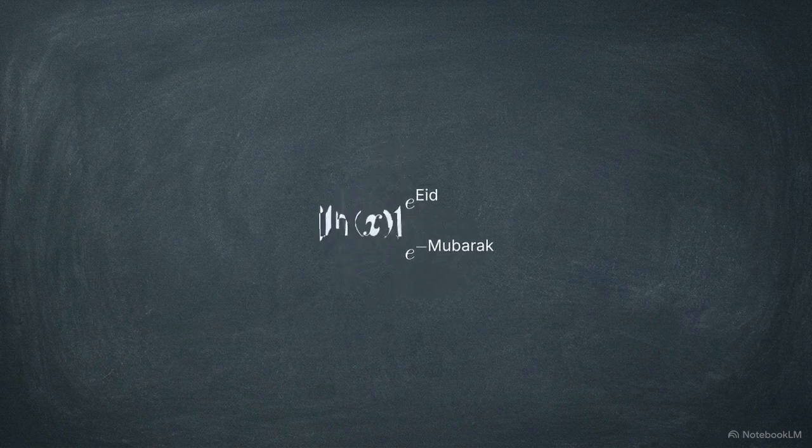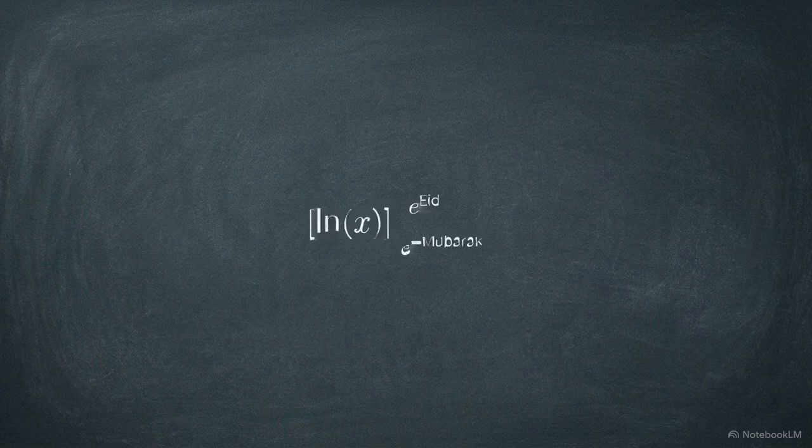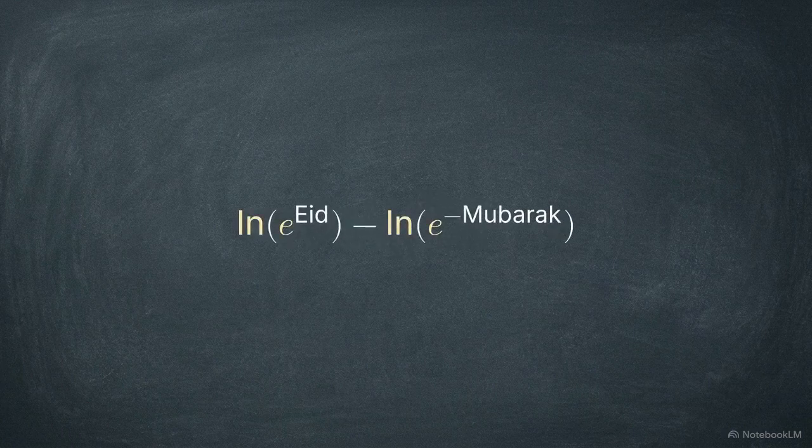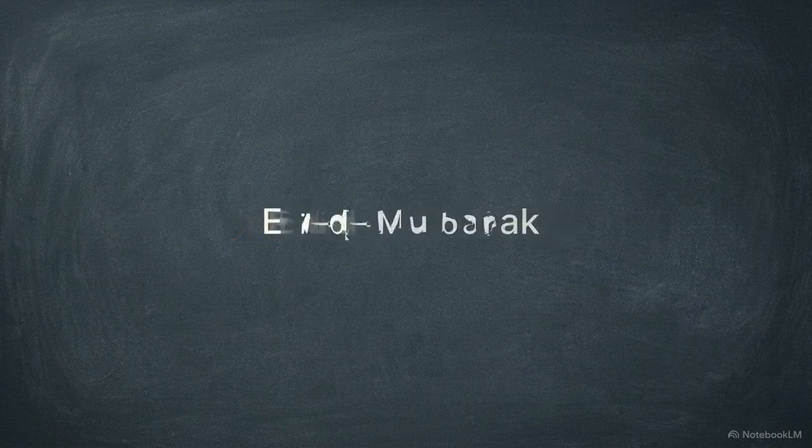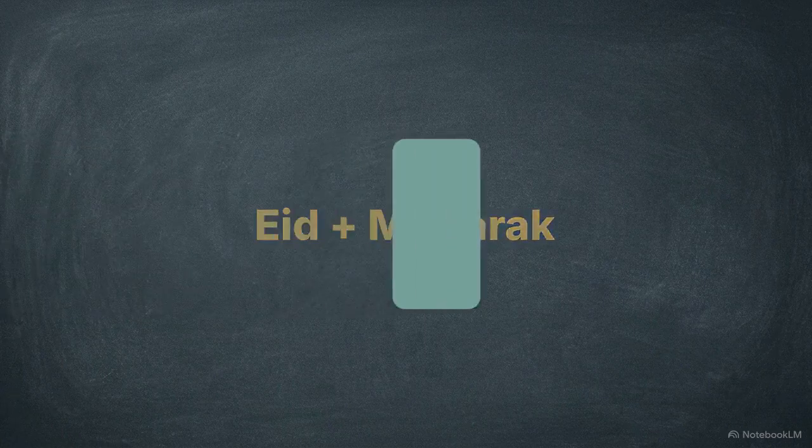We solve this by finding the antiderivative, the natural log, and substituting the limits. Because the natural log and the exponential constant e are inverses, they cancel each other out, simplifying the equation to yield exactly Eid plus Mubarak.